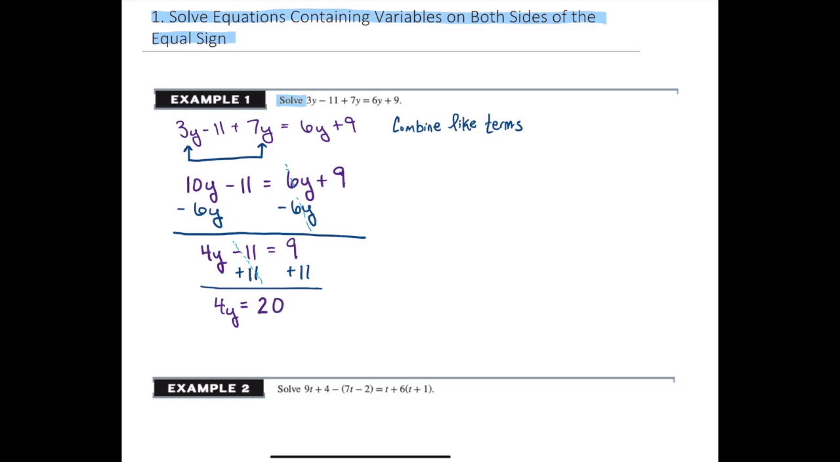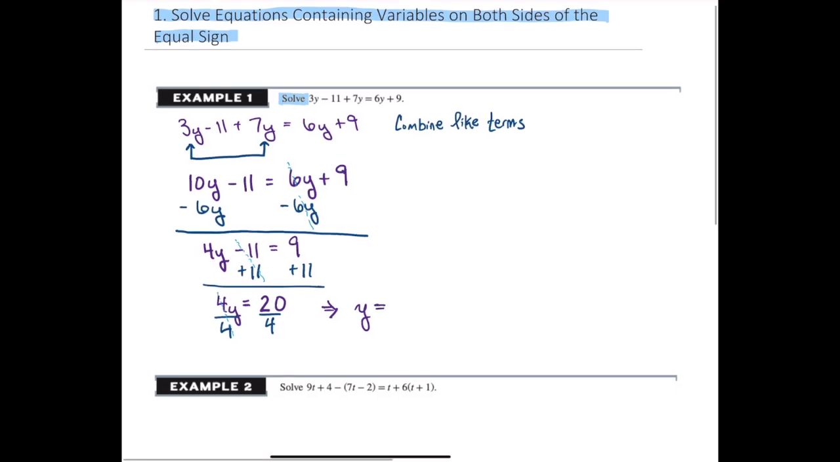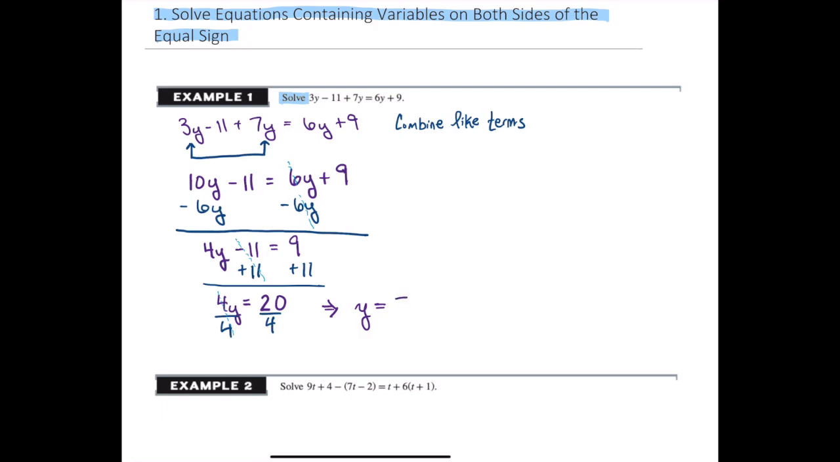All right, we're almost there. We have our y on the left side, but it's being multiplied by this 4. Since it's being multiplied, I'll do the opposite operation and divide. Divide by 4, and we'll do that on both sides. So the 4s will cancel on the left side. I'll just have y on the left side equals 20 divided by 4, and 20 divided by 4 is 5, positive 5.